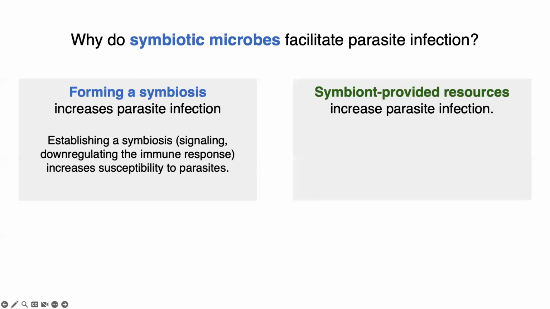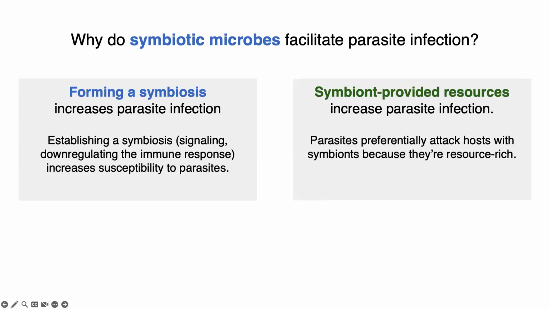But the other hypothesis that we had focused more on the economic features of this mutualism. We thought it was possible that symbiont provided resources, or in this case, nitrogen, might increase parasite infection. And the reason for this is that we know in, for example, the plant herbivore literature, that herbivores preferentially attack plants that are nitrogen rich because it's a more nutritious meal. And so these two things are confounded in most of the experiments that we've done because rhizobia form nodules and provide nitrogen at the same time.